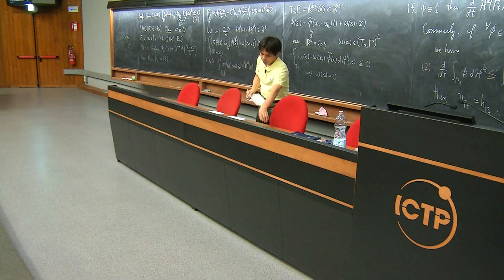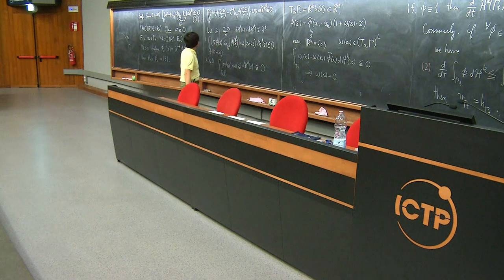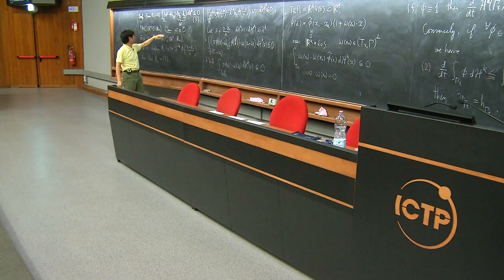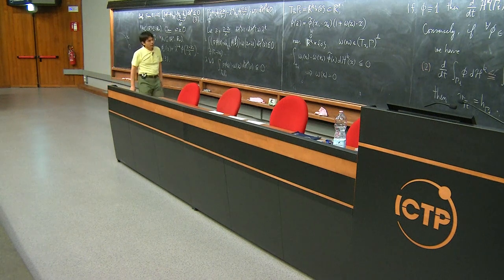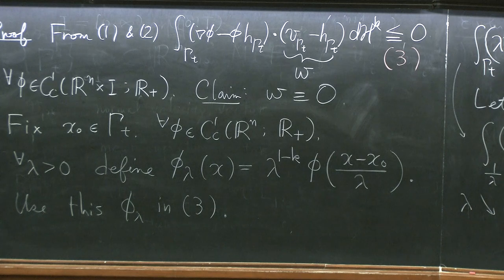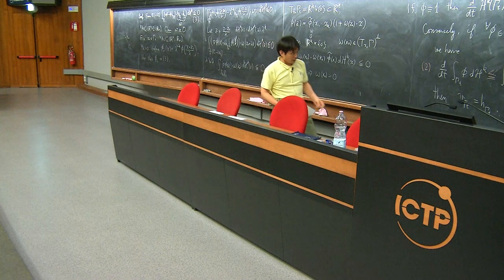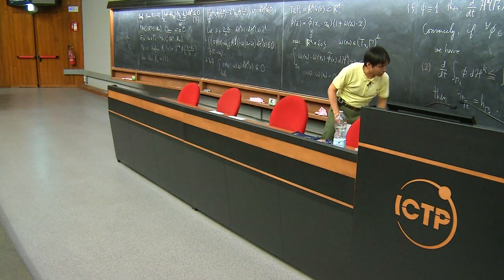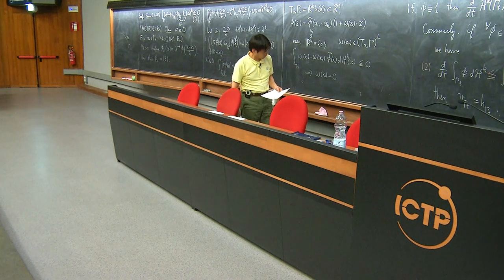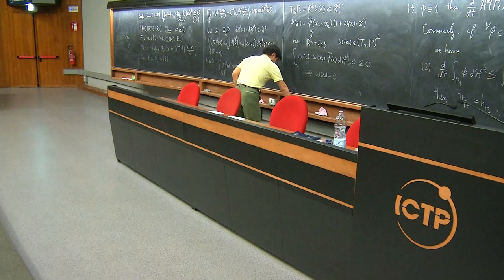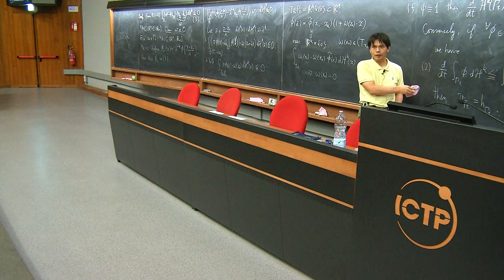Right, so this has to be equal to zero, and this was any arbitrary point. So this argument works for any point and any time. So this inequality actually characterizes the normal velocity: it has to be equal to the mean curvature vector. So I can use this as a weak formulation for this mean curvature flow.